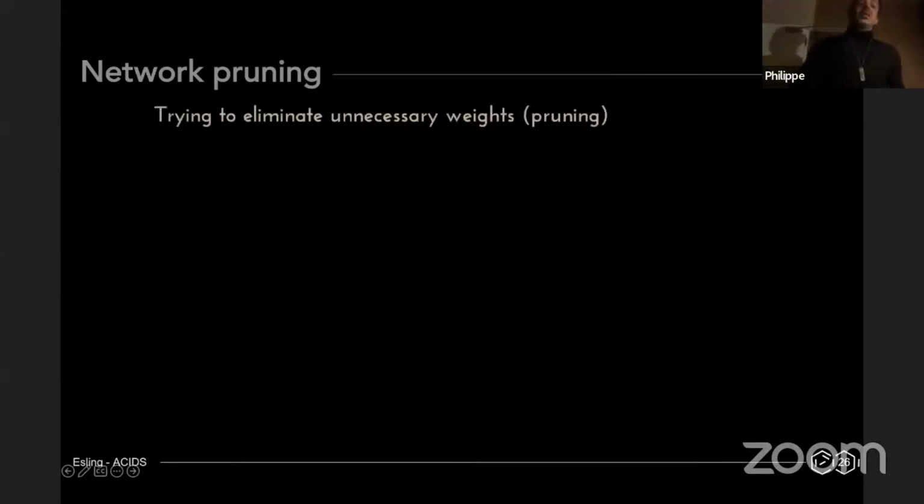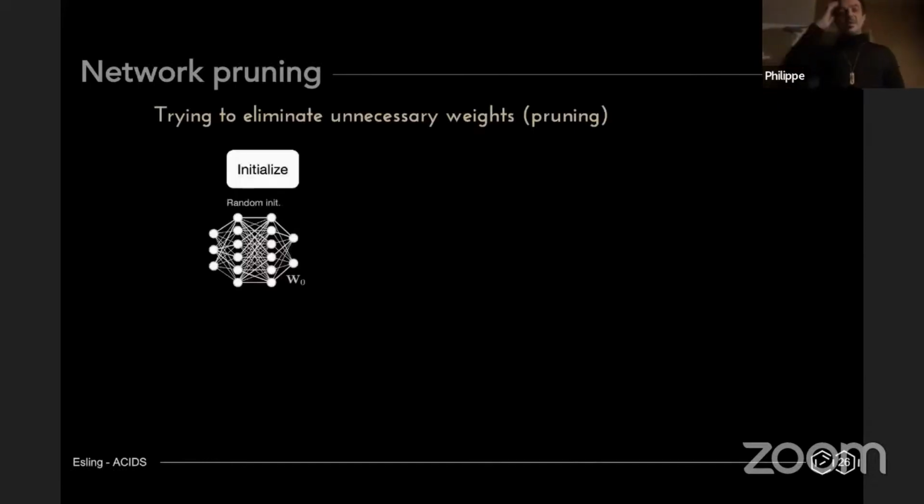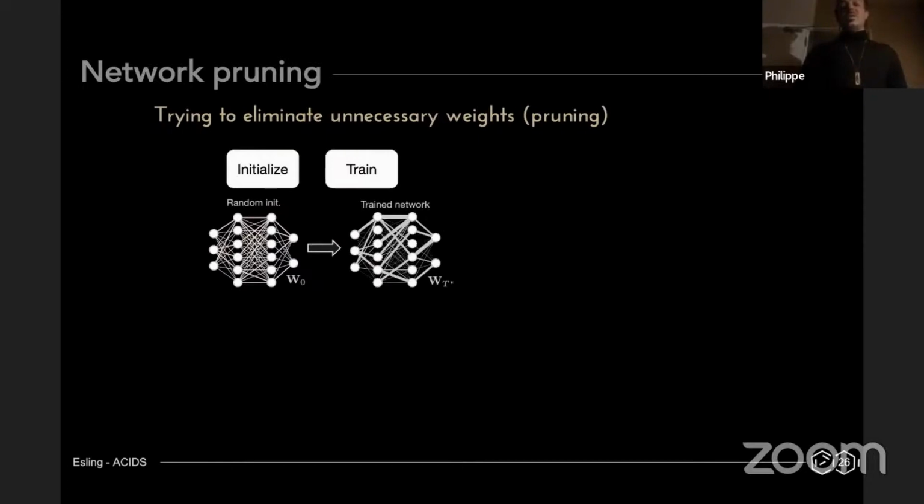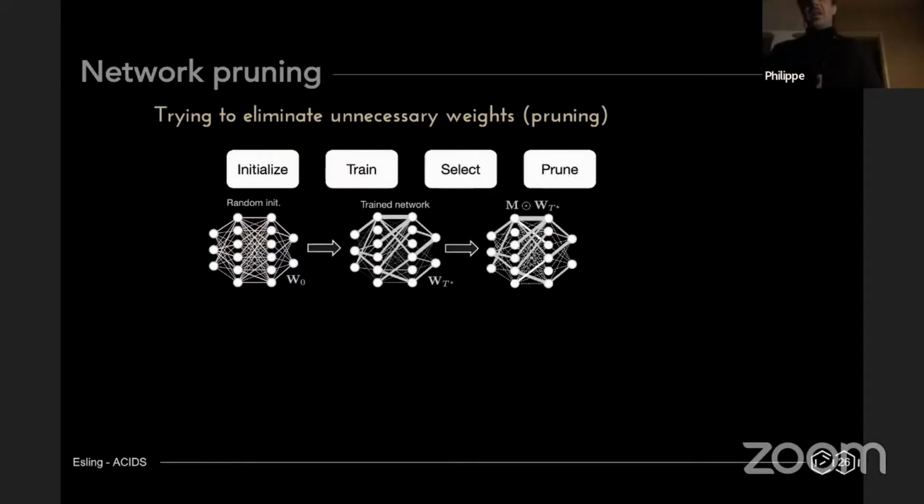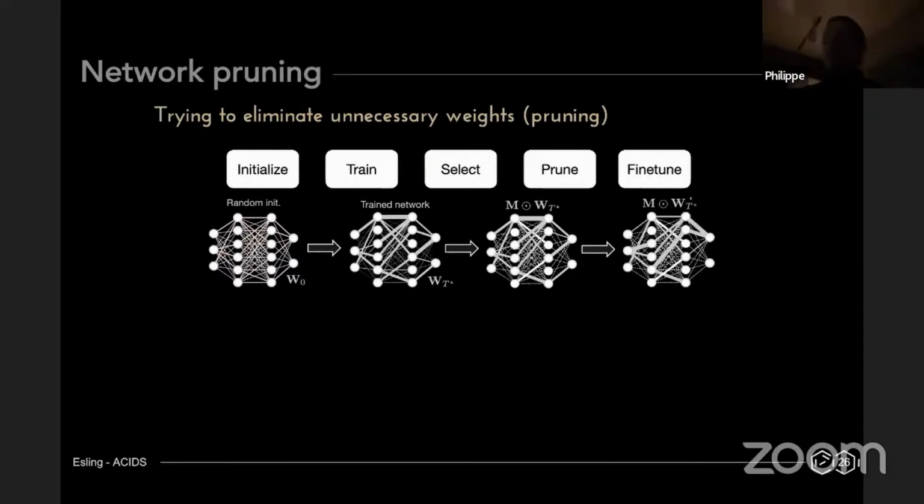Basically, the idea of network pruning is to eliminate unnecessary weights from neural networks. You take your network and once trained, you just select and prune part of the network. The problem with these approaches is that you usually lose most of the accuracy.